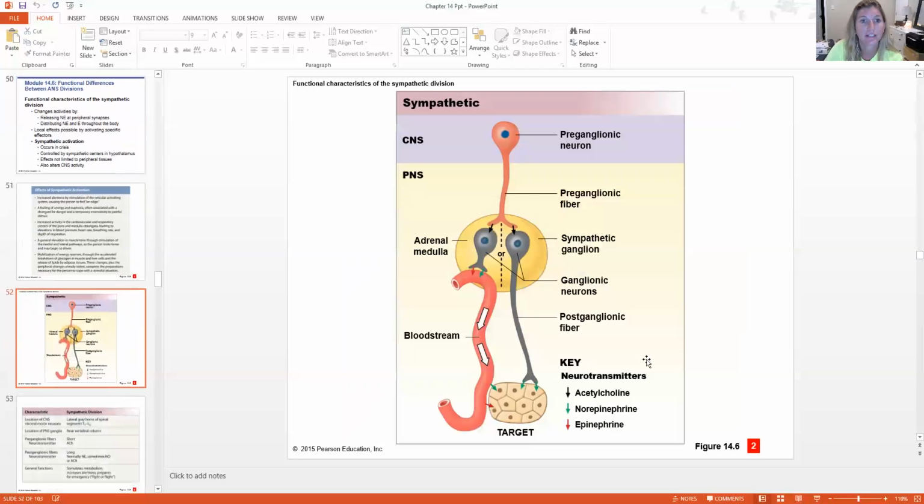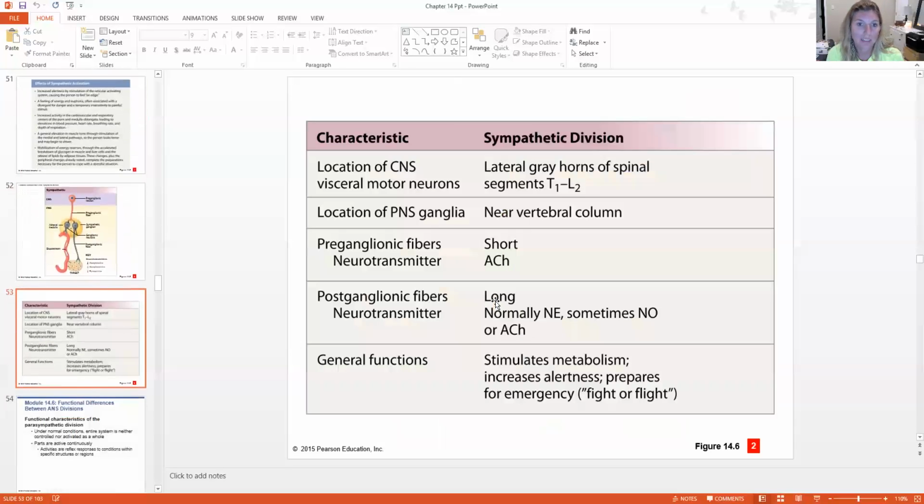Here's the breakdown of the structure. So again, in the central nervous system, you have your preganglionic neuron, synapsing at the adrenal medulla, sympathetic chain, or collateral ganglia. This is adrenal medulla. So here we have our sympathetic ganglion, ganglionic neurons, and postganglionic fibers going into a target tissue or secreting norepinephrine, epinephrine into the bloodstream to go to target tissues. This is just breaking down the overall characteristics of the fibers in the sympathetic division.